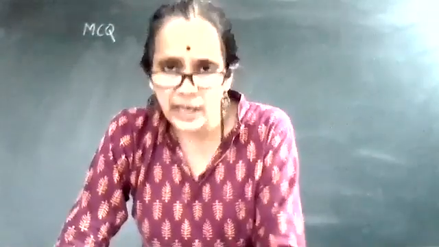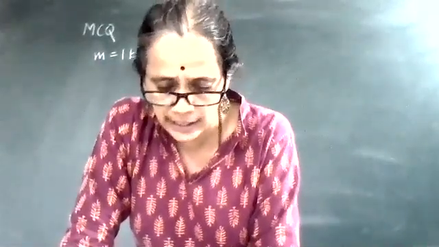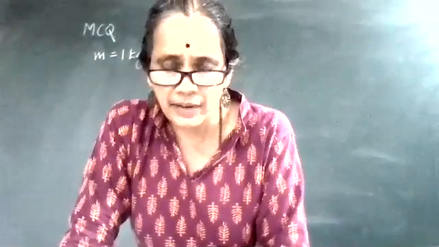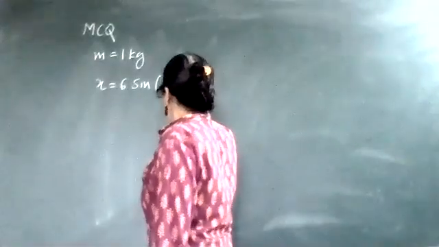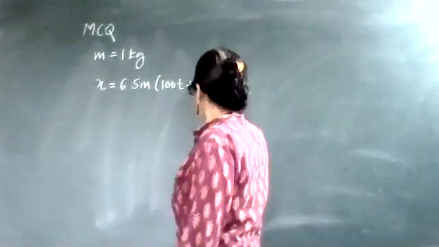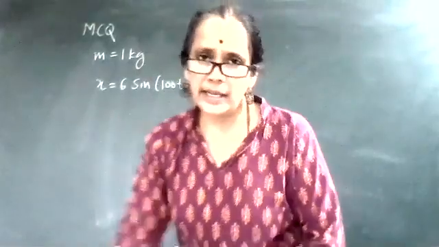Then your second MCQ. A body of mass 1 kg performing linear SHM. So the mass of the body is given as 1 kg. It is performing SHM. Its displacement x is in centimeter, at time t given in seconds, is given by x = 6 sin(100t + π/2). Clear? And you want to find out the maximum kinetic energy of the body.